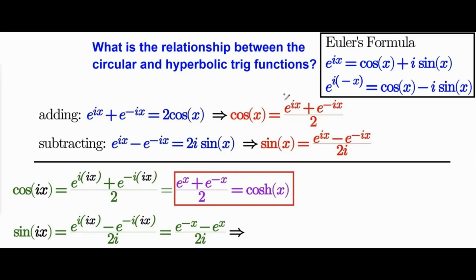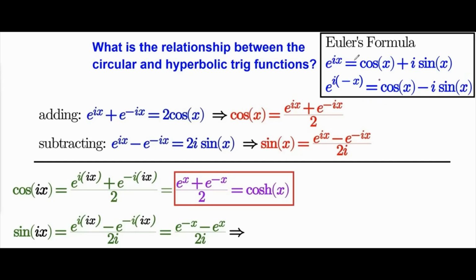Let's look at the relationship between the circular and hyperbolic trig functions. They can all be derived from Euler's formula, which is really just this. But then you can make an alternate form if you just put in negative x, which doesn't change cosine because it's even, but sine of negative x just becomes negative sine of x. And so we have these two different versions of essentially the same thing.